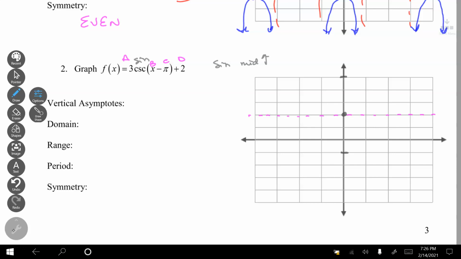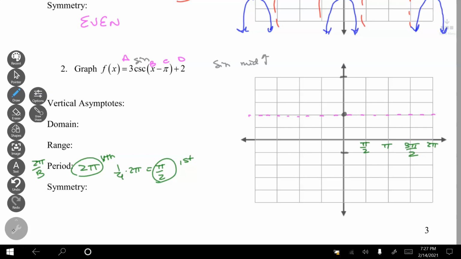My period is going to be 2 pi over b, which is just 2 pi over 1. So the fourth tick mark is equal to 2 pi. 1, 2, 3, 4. It's 2 pi. I do a fourth of that. I get pi over 2 is the first tick mark. So it goes 1 pi over 2, 2 pi over 2, 3 pi over 2, 4 pi over 2.